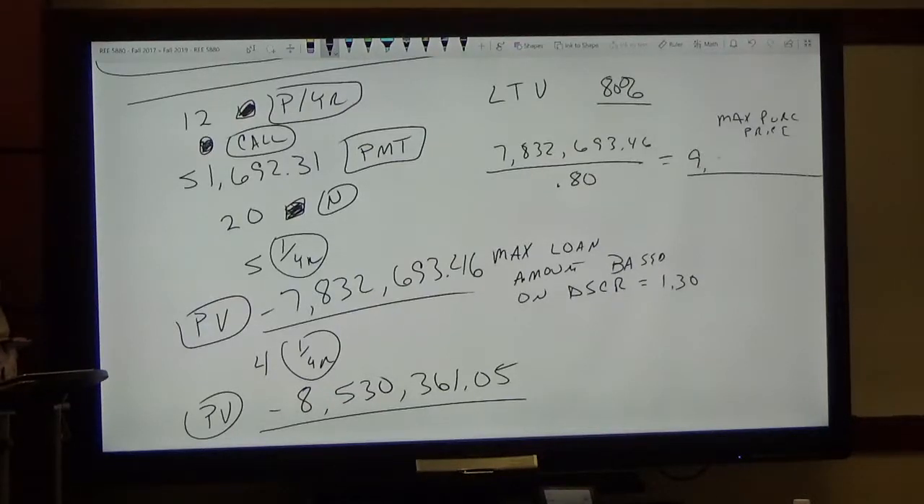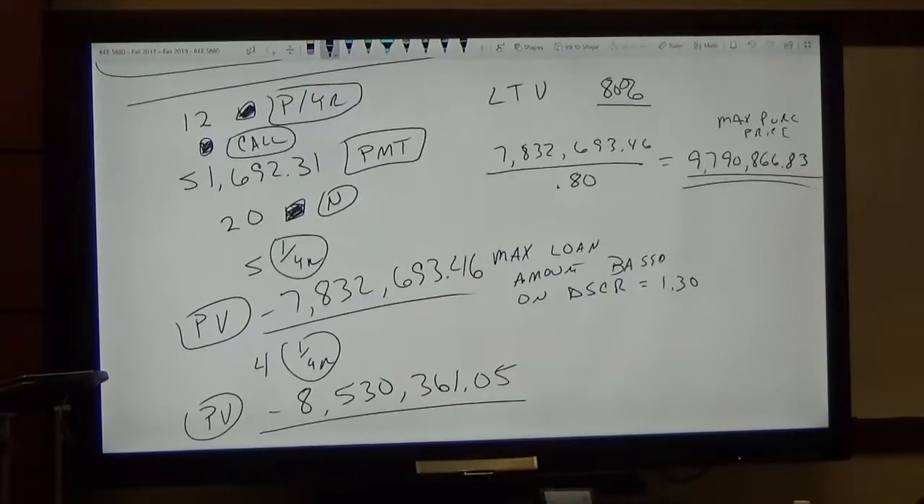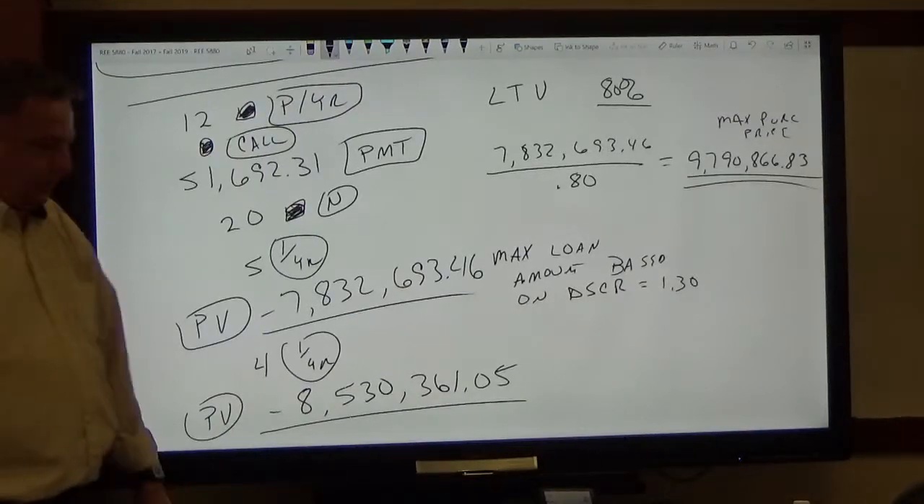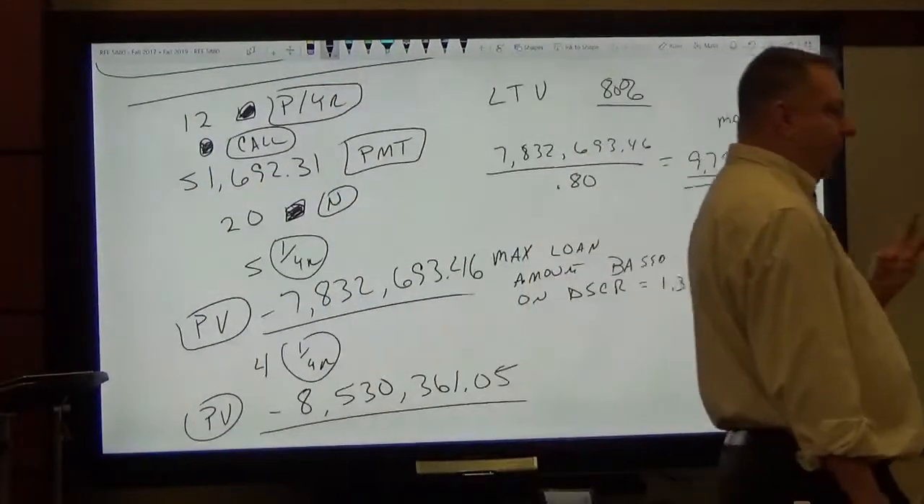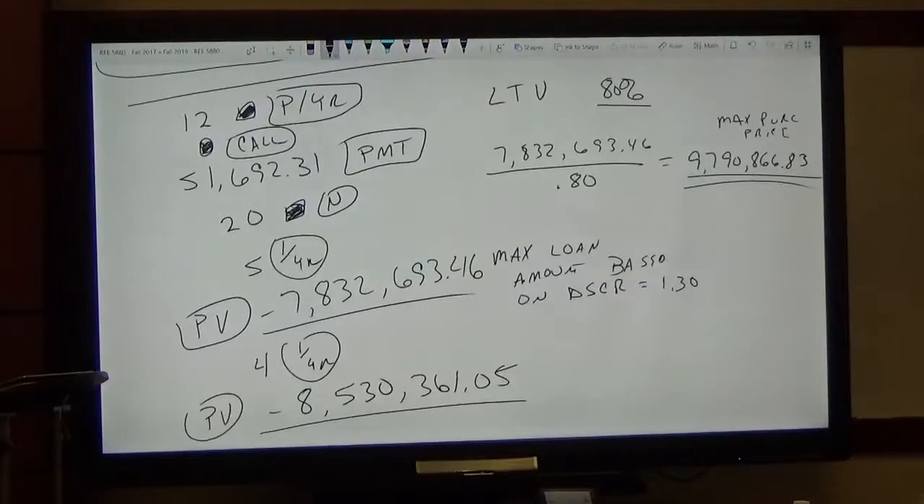The maximum purchase price would be $9,790,866.83. Okay, does that make sense? With a loan-to-value ratio of 80%. Because the commercial lender has two primary criteria whenever they're doling out commercial real estate loans. One is the debt service coverage ratio, and the other is the loan-to-value ratio. And pretty much everything hinges on that.